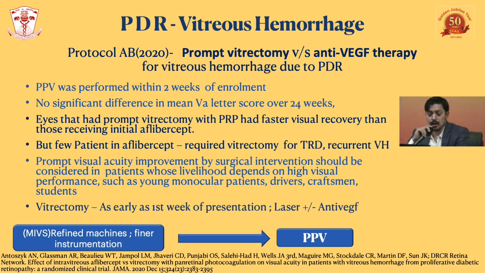So what is the outcome? The outcome of the study was that we can go for earlier vitrectomy in patients who are demanding earlier visual rehabilitation, like young monocular patients, drivers, craftsmen, and students. With microincision vitrectomy surgeries, sutureless vitrectomy, fine instrumentation, and refined machines, PPV can be done earlier without much complications.